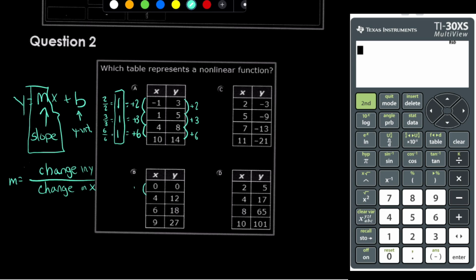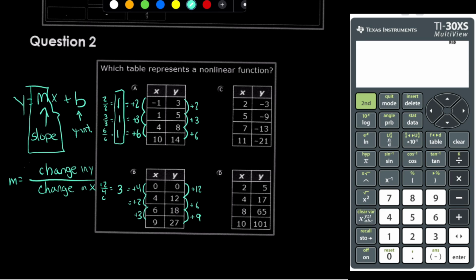B, 0 to 4, we're adding 4. 4 to 6, we're adding 2. 6 to 9, we're adding 3. On the y side, 0 to 12, we're adding 12. 12 to 18, we're adding 6. 18 to 27, we're adding 9. Let's calculate our slopes. Change in y, 12, over change in x, 4. That's a slope of 3.